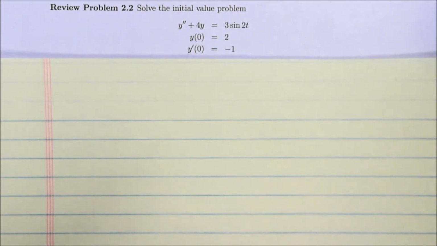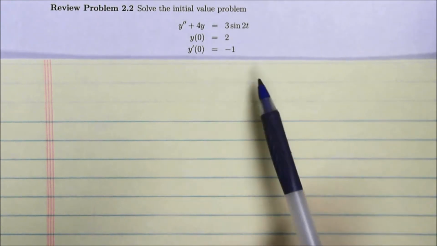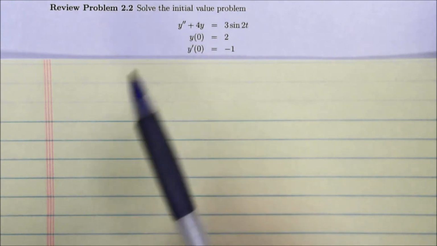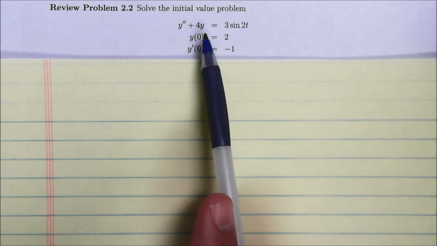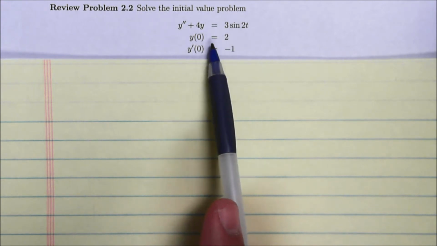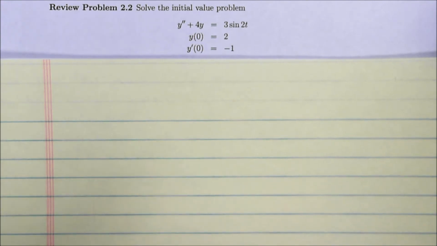All right, in this review problem, we're going to solve this second order linear non-homogeneous differential equation. We have y double prime plus 4y equals 3 sine 2t with these two given initial conditions.